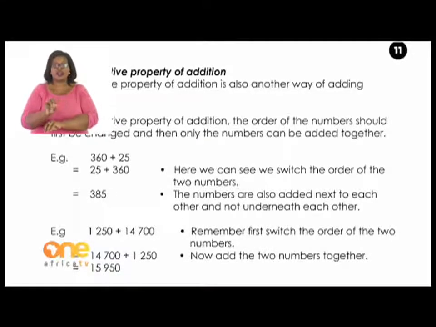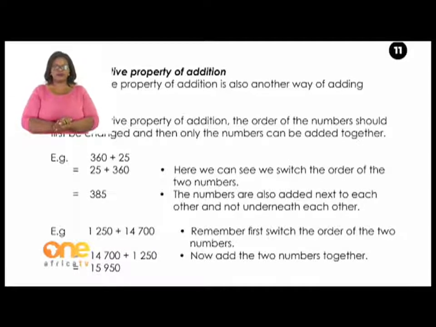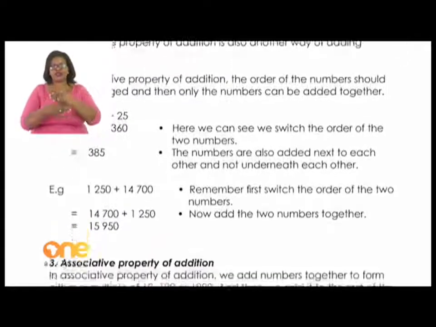14,700 first, plus 1,250. And now we add it together. And if I add 14,700 plus 1,250 together, my answer is 15,950. So guys, remember in commutative property, all we do here is we switch the order of the numbers, and then only we can add our numbers together.